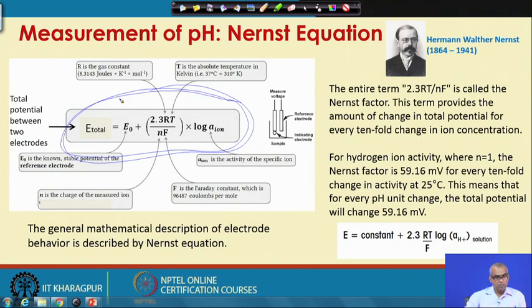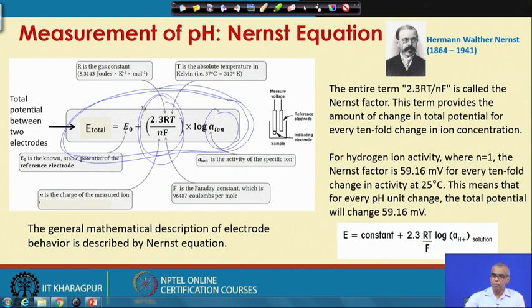E0 is the stable potential of the reference electrode. So, it will be normally known. This is the activity of the specific ion concentration. For hydrogen cells it is hydrogen ion concentration. R is the gas constant, T is the absolute temperature, n is the charge of the measured ion and F is the Faraday's constant, which is 96487 coulombs per mole. The term 2.3 RT by nF is called the Nernst factor. This is known as the Nernst factor.